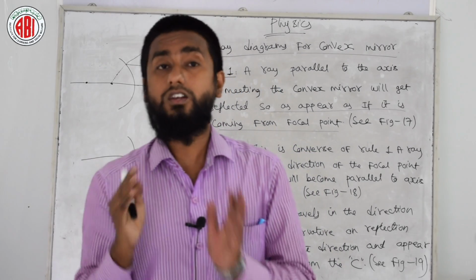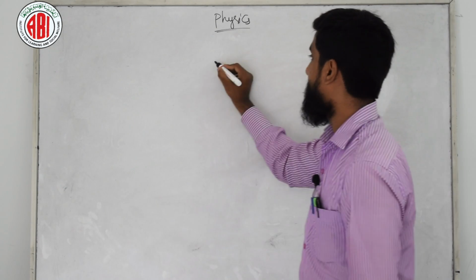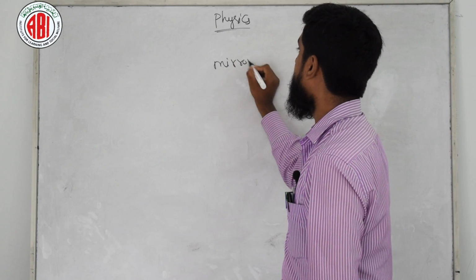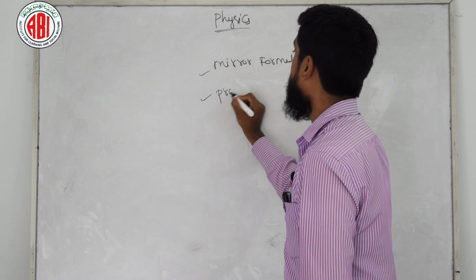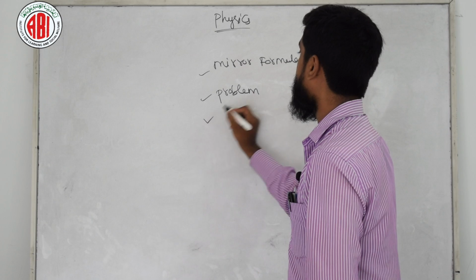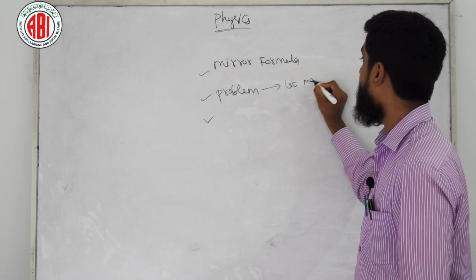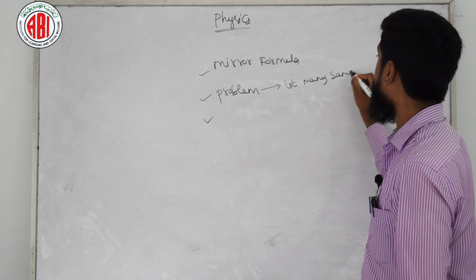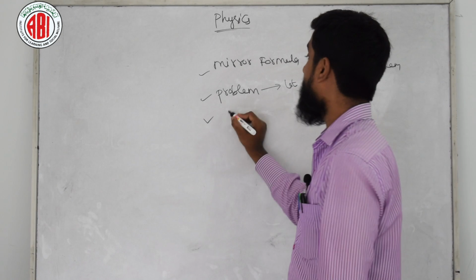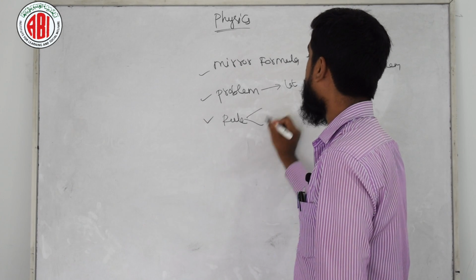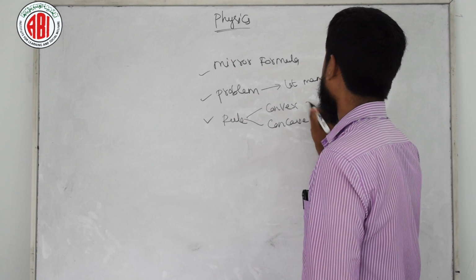So this is all about our rules for concave mirror and convex mirror. Students, in today's class, what we have learned, I just want to revise: we have learned about the mirror formula. Apart from the mirror formula, we have done one problem. This problem is very important, students. On the basis of this problem only, we have many sample problems. So you need to solve sample problems from the reader. Apart from this, we have learned the rules for convex as well as concave mirror.